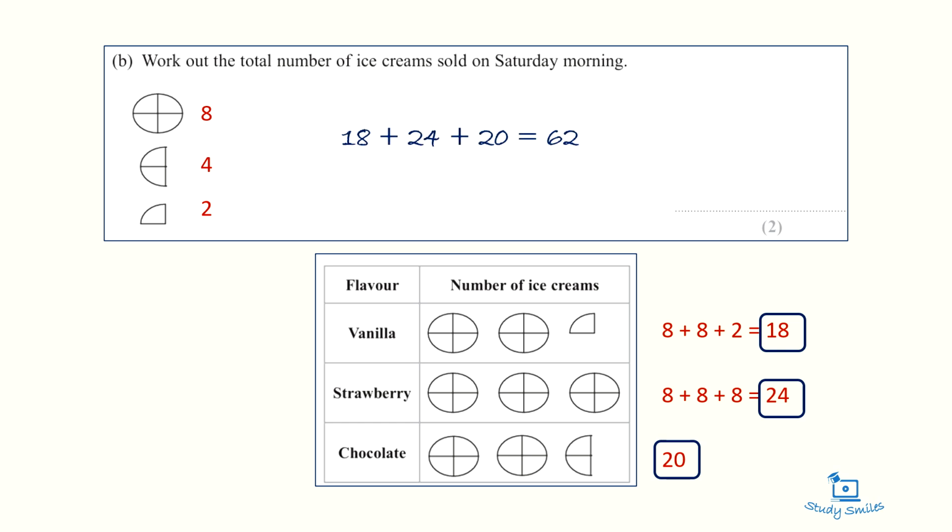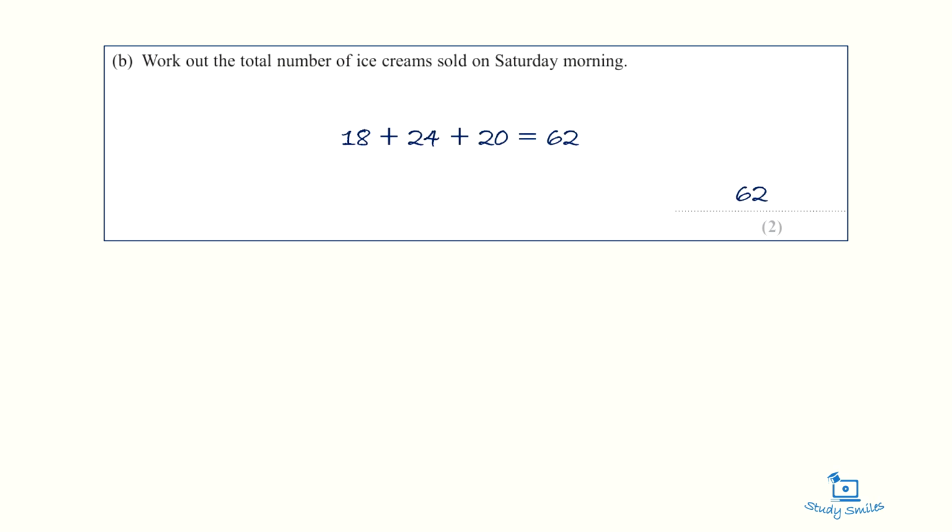So this gives us a total of 62 ice creams that were sold on a Saturday morning. And that would give us the 2 marks. In terms of the workings, you would need to simply show the 18 plus 24 plus 20 and the answer of 62.